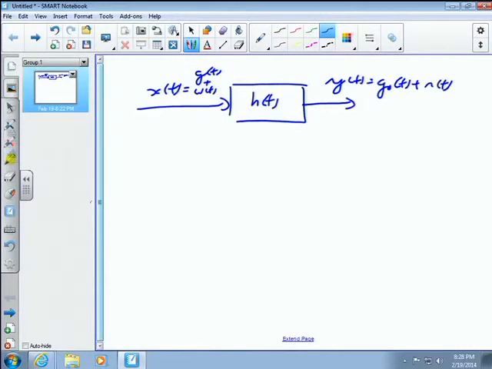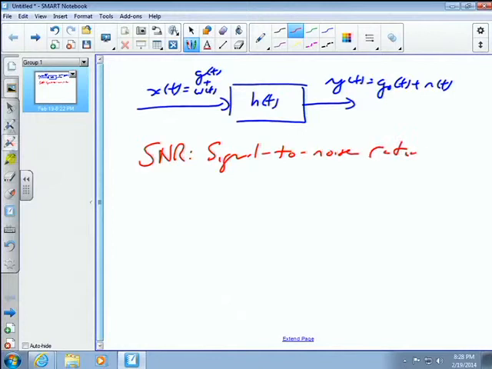And what we want to do is, we have something called signal-to-noise ratio. This is going to be very much related to your probability of error. So signal-to-noise ratio, SNR, not ration.